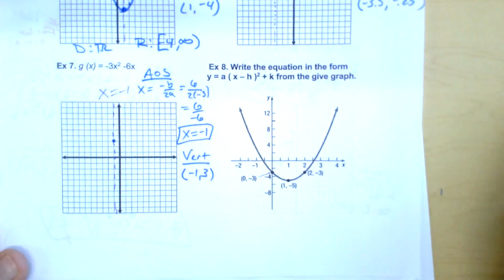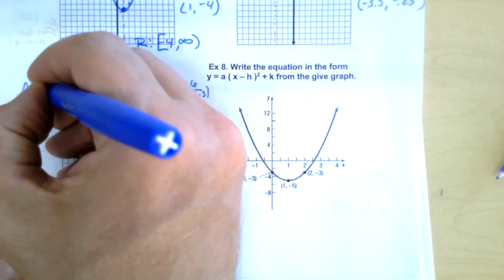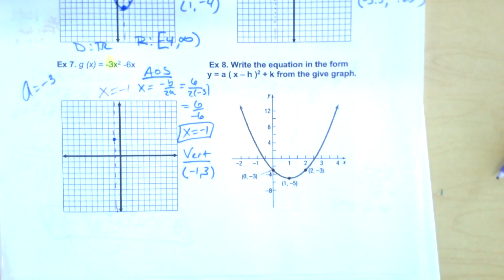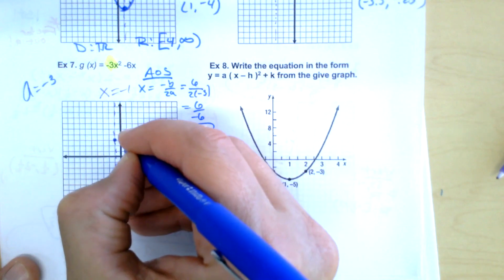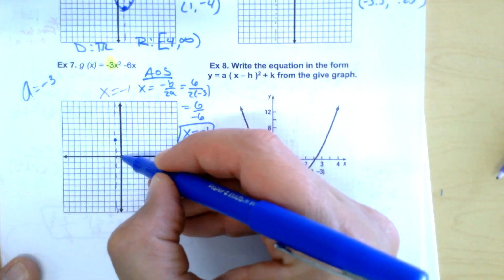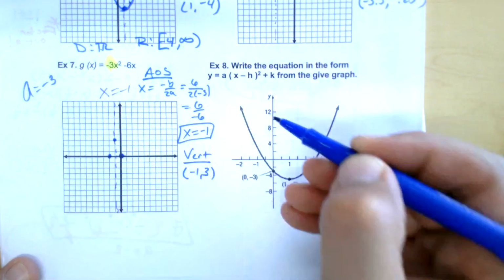There's my vertex. Now, don't forget, we have an A value. That A value is right here, this negative 3. Remember what that does. If it's negative, that's a flip and then a stretch of 3. So again, normally I go over 1, up 1. Well, now I'm going over 1, down because it's negative. And now it's down 1 times 3 is 3. That's at 0, 0. Over 1, down 3.